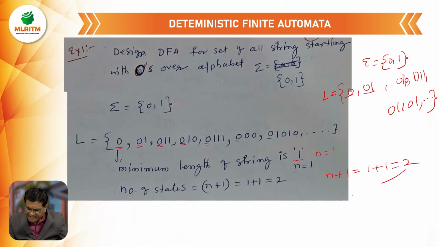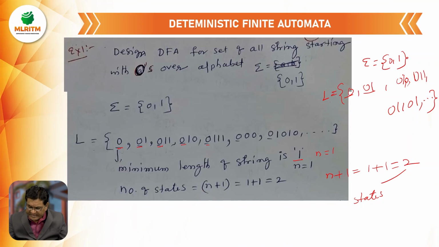There are 2 states required. 2 states are required to draw the NFA, because the minimum length of this string is 1. 1 plus 1 is 2. That is the number of states. So that's why it is written that the number of states is n plus 1, which equals 1 plus 1, 2.